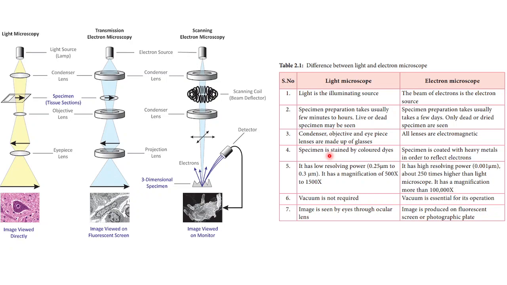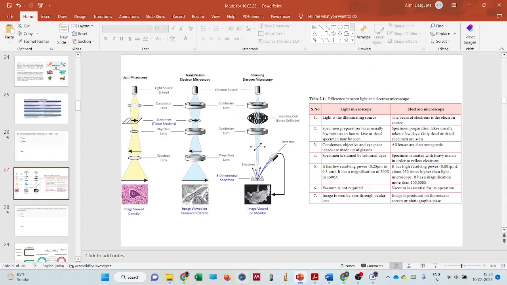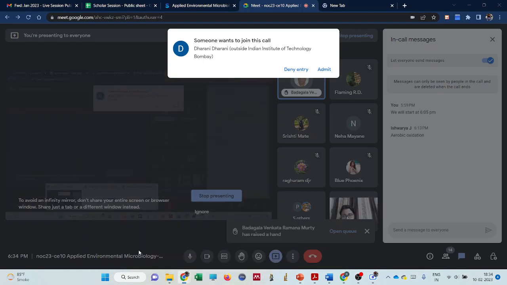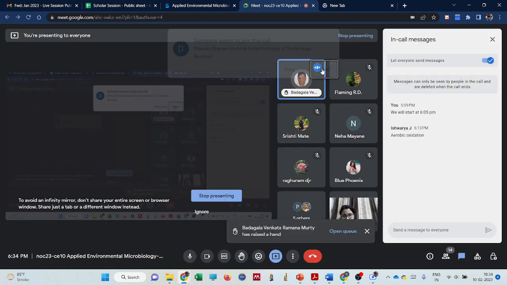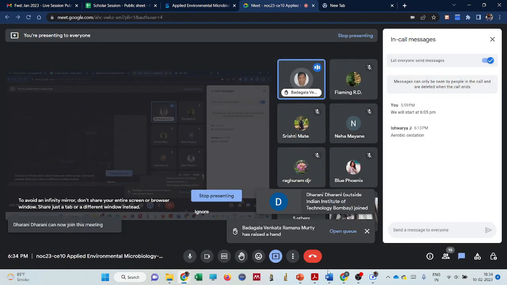visualize live cells normally. We'll use very small rings, very minute rings, made up of ghee. We'll immerse those rings into the cell trap. We used to dip it in the cell trap and keep it under the electron microscope. We used to see many live cells and all.